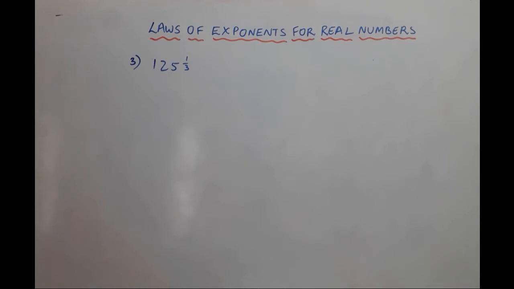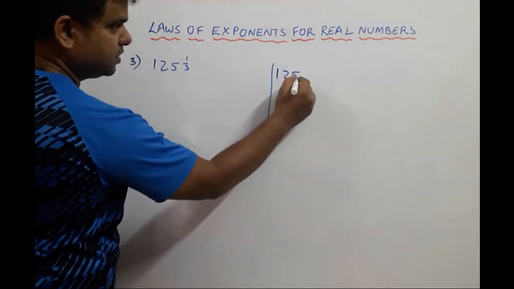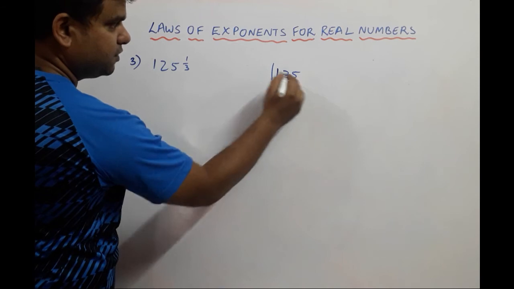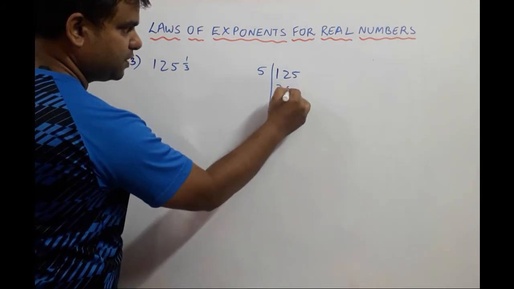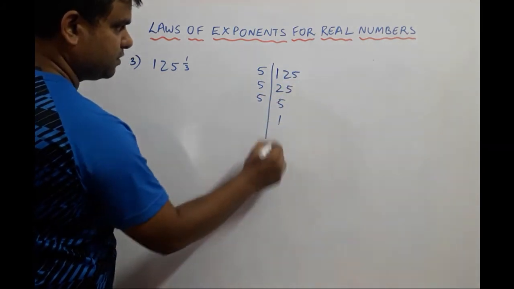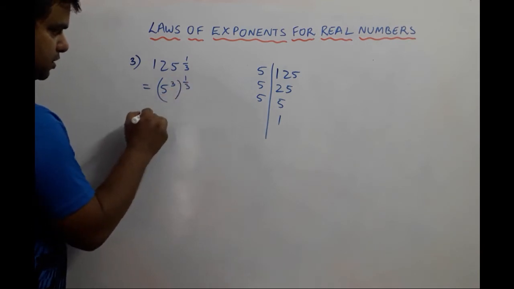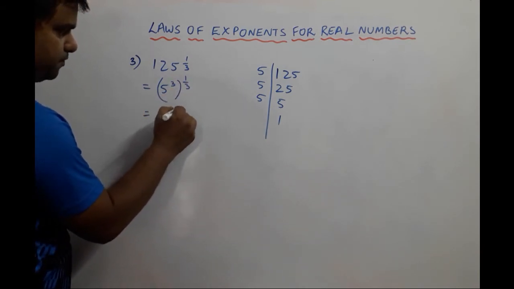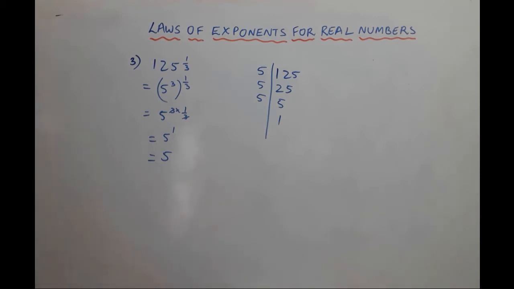Next problem is 125 raised to 1 upon 3. This is not a perfect square, so let us factorize. The unit place is 5, that means it will definitely go in 5 times table. 5 twos are 10, carry 2, 5 fives are 25, 5 fives are 25. So 5 is repeated 3 times, so this will be 5 raised to 3 whole thing raised to 1 upon 3. Powers get multiplied once again because it is the same law. 3 gets cancelled and we are left with 5 raised to 1, which is 5. So once again the same law is applied, and through factorization we are able to solve this problem.